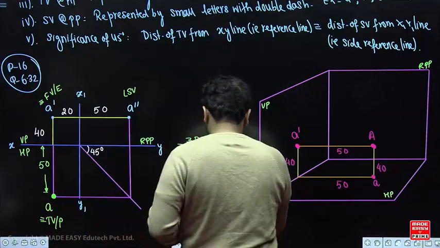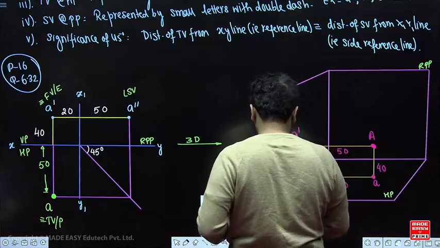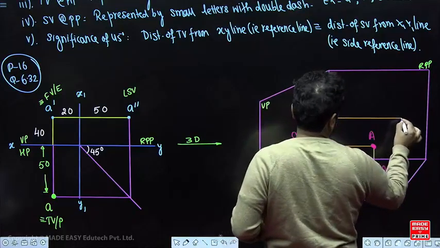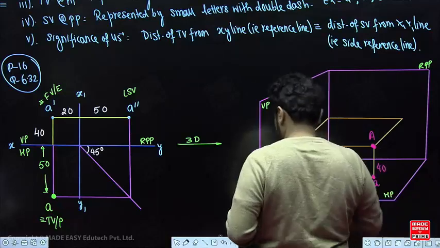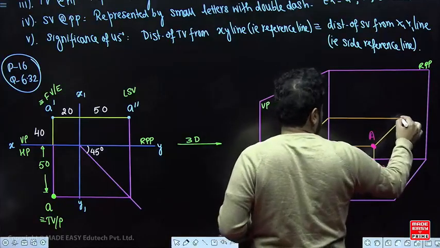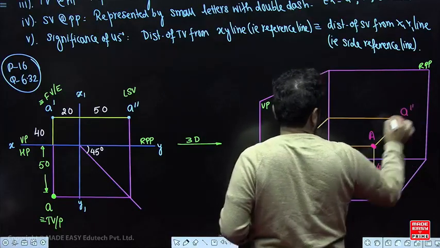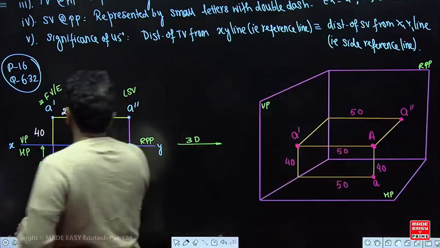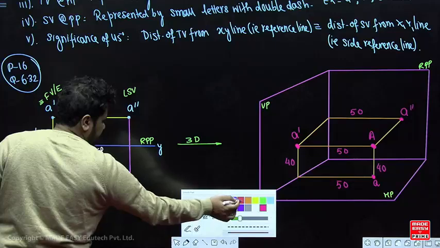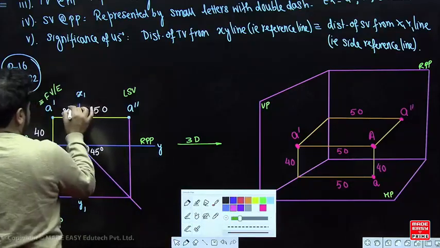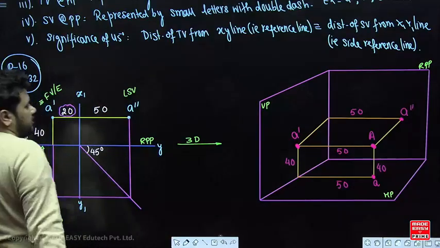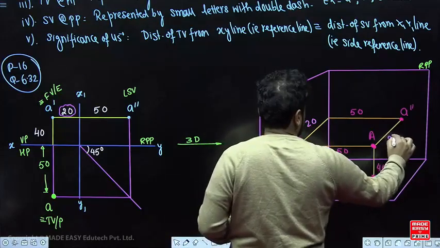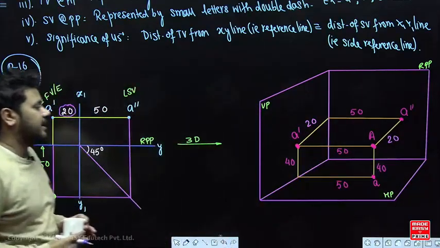Now we have to draw the side reference line, correct? So this point will be your A double dash. If this is 50, then this will also be 50. So that means this is 50. This value, what is given here? This one is 20. So for A dash, this will become your 20. So therefore this will become your 20. So this is the projection. Now you can answer the question.